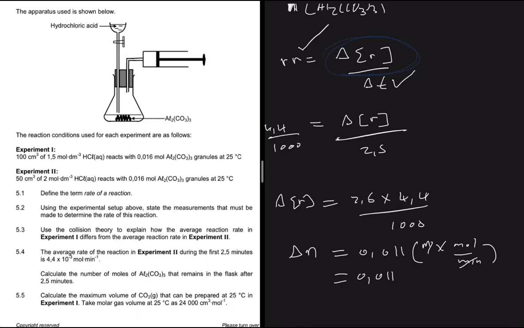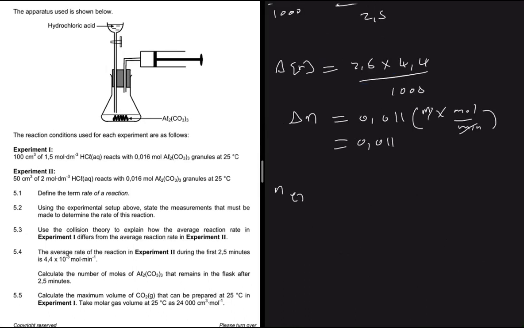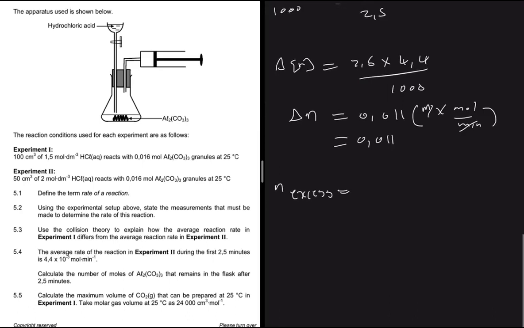0.011 moles instead of moles per decimeter cube. Number of moles in excess equals 0.016 minus 0.011, which will give us 0.005 moles in excess. I'm going to explain why I'm doing this in a second.